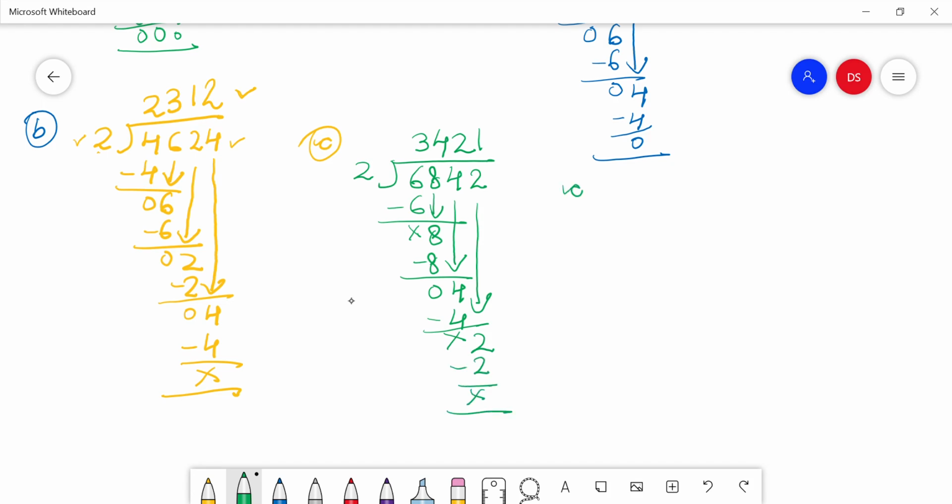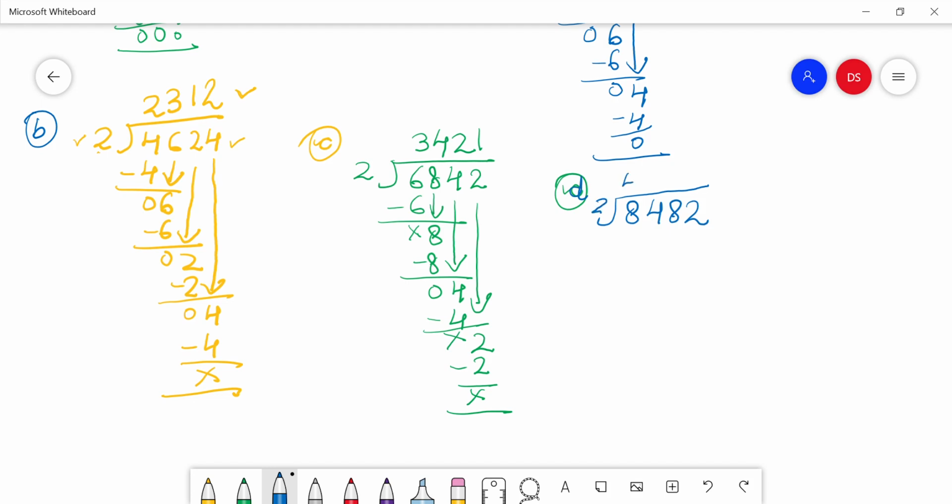The C part we have done, children. This is D part. The number is 8482. Again the divisor is same. In question number 2, there is one divisor, that is 2 only.